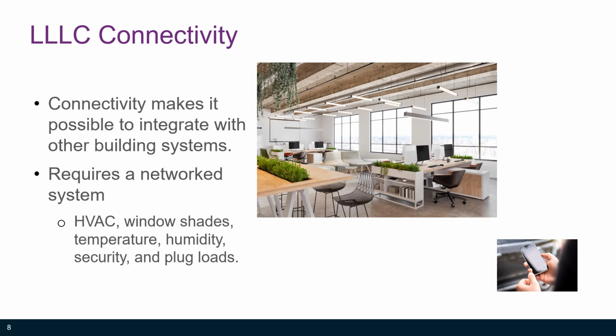Connectivity also allows for integration of the lighting with other building systems. These include HVAC controls, window treatments, temperature, humidity, and security. The systems must be networked to accomplish these integrations.